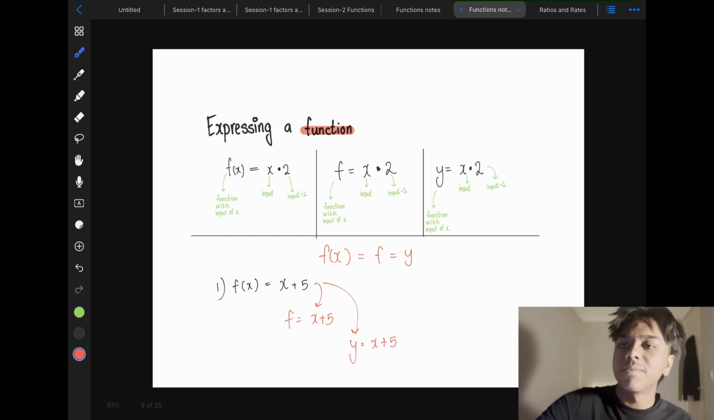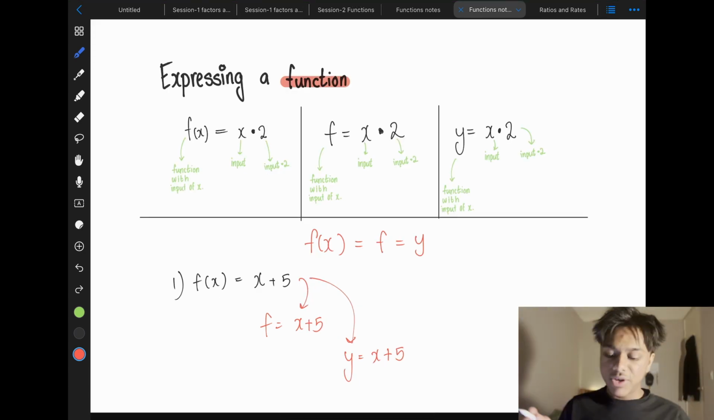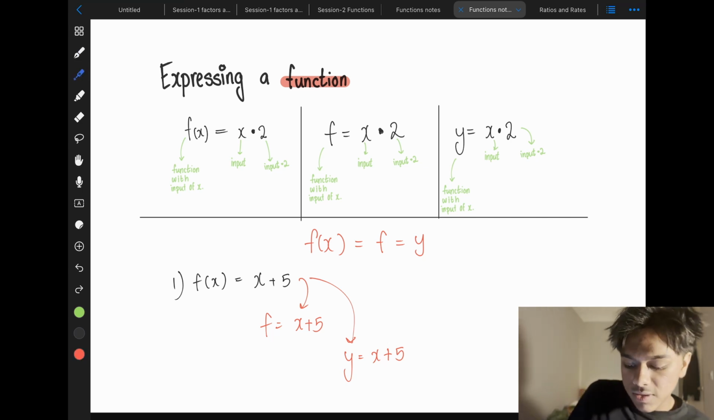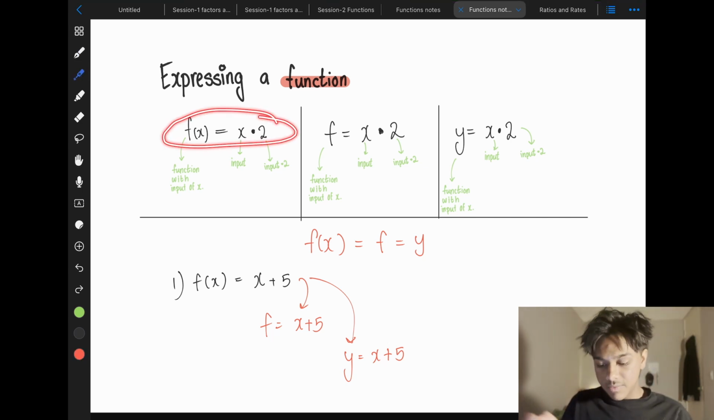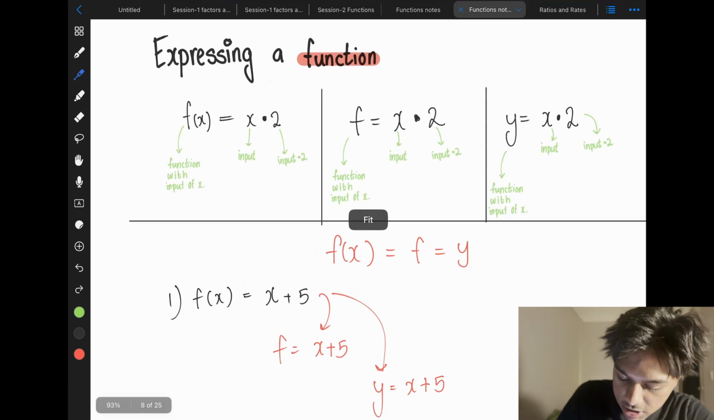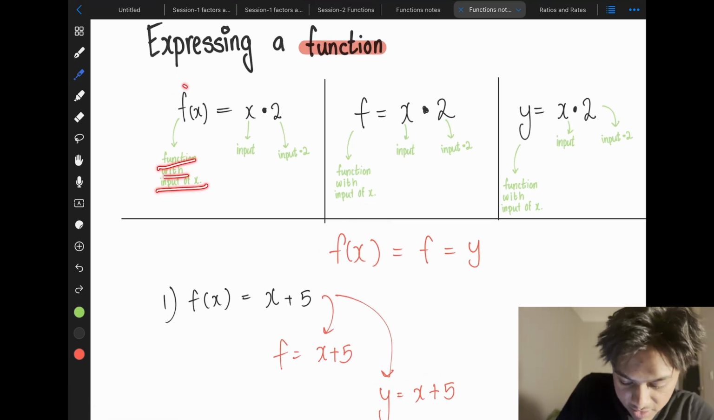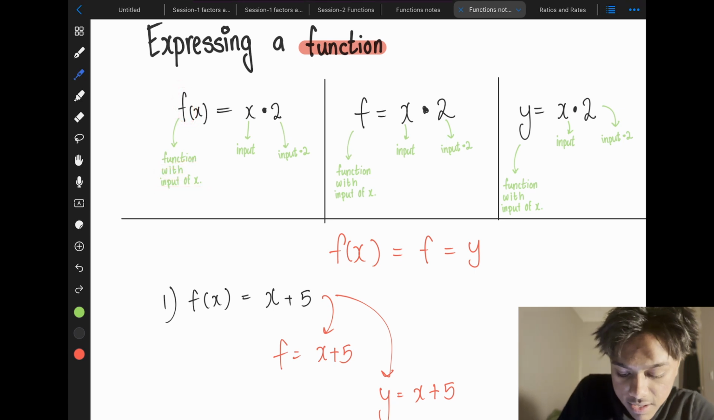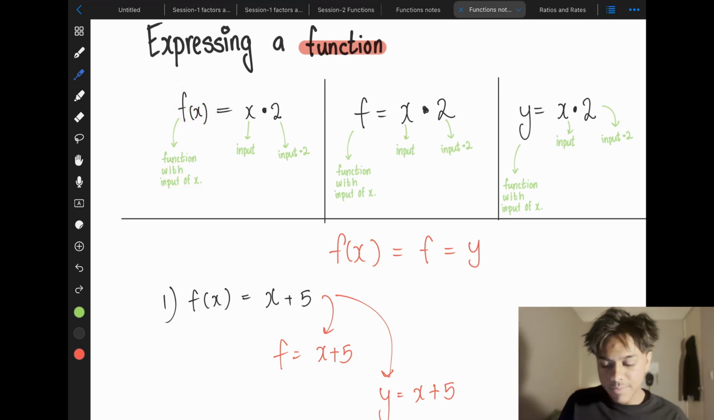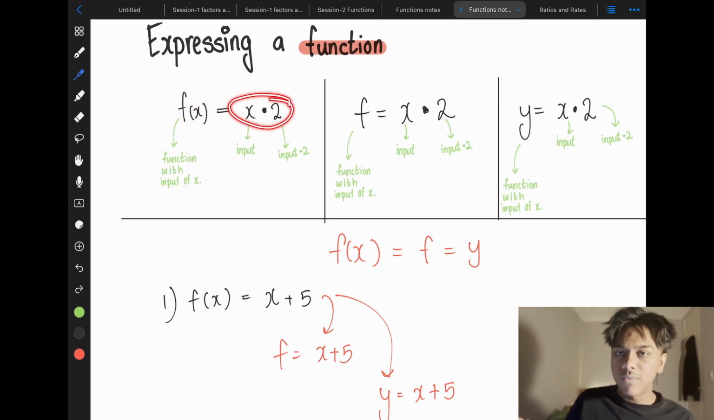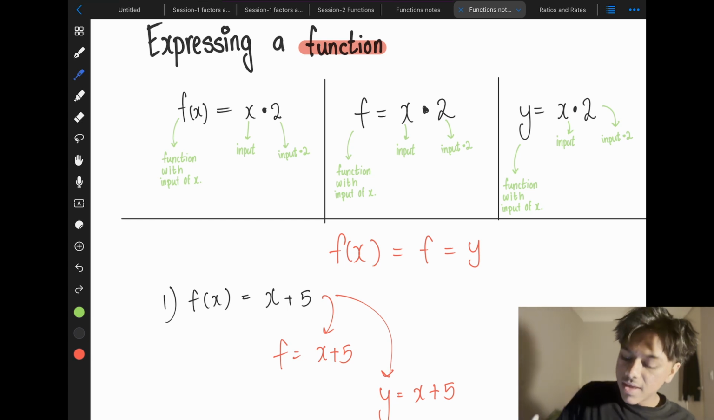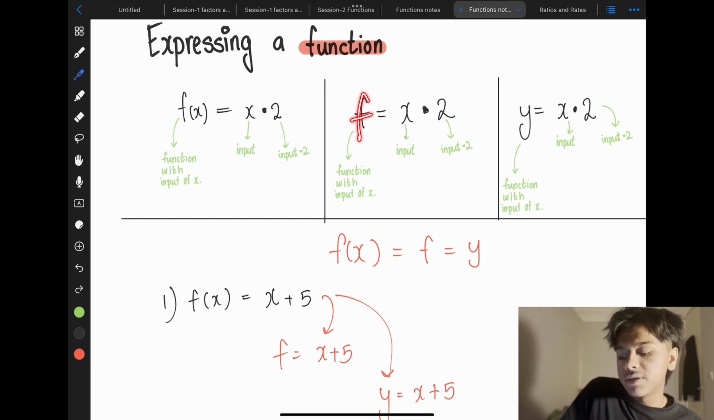Let's summarize it. In summary, we learned 3 ways of writing a function, which was the f of x method, which says function with an input of x. Function, which is the f here, and with an input of x in the parentheses here, will be x times 2, which was our function, right? The second way was f equals x times 2.